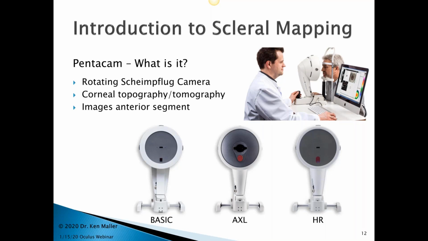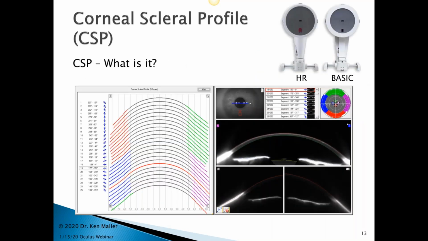Now, in the world of scleral lens fitting, the HR and the basic are both compatible with the CSP software. The AXL is not. So if you're going to be fitting scleral lenses, the AXL is not the device for you because it's not going to give you really the information you need. Both the HR and the basic can, and they interface with the CSP software.